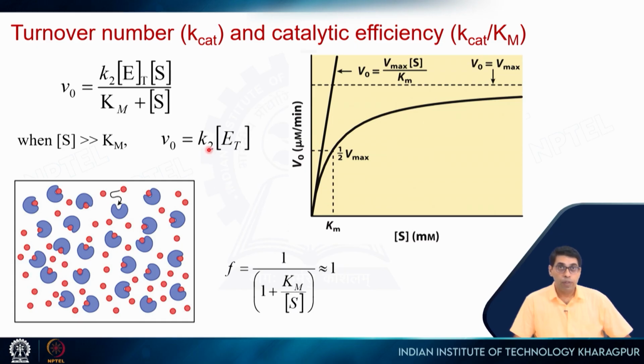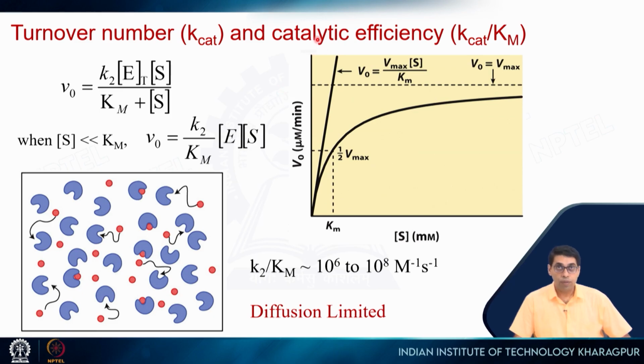This K2 is also referred to as Kcat, and that is the turnover number. If we look at this value, K2 will be V naught by E total. So, rate of product formation per mole of enzyme, right. It means that K2 gives a number of how many reactions happen per second per enzyme. That is why it is called the turnover number, that this many reactions are happening per second per molecule of the enzyme or per mole of the enzyme.